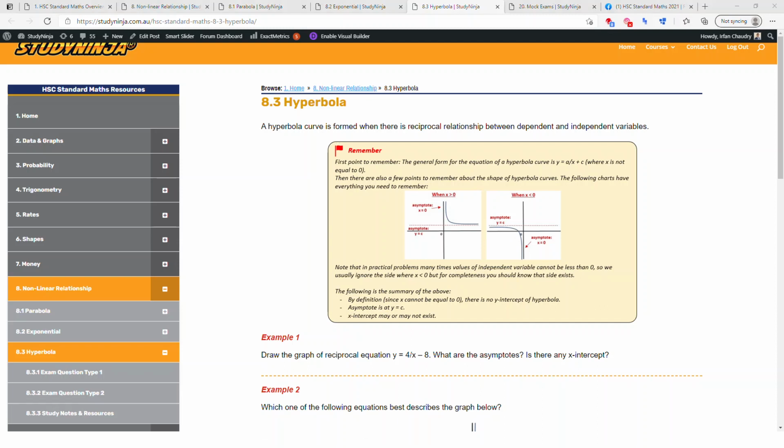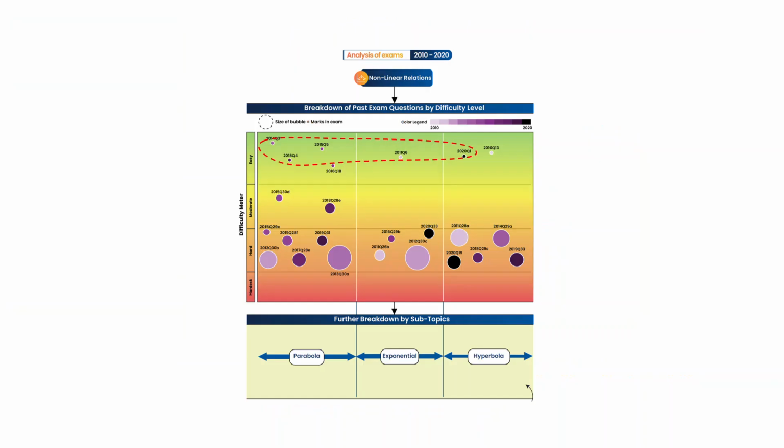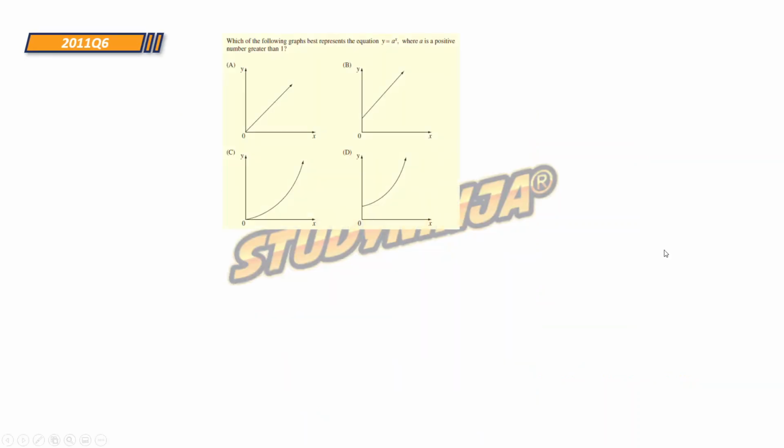Now, if we go back and move here, this was the first question that came in 2011, question number 6. Yeah, so that's the question. The question is asking which of the following graphs best represents the equation y = a^x.